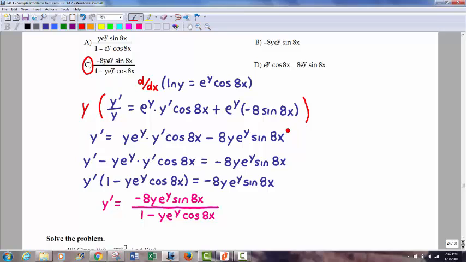Remember, we want the y primes on one side and the non-y primes on the other. So the least amount of steps to do that would be to move this term here, this e to the y, y prime cos 8x, to the other side and make it negative. And then you have the remaining term, which does not have a y prime by itself. That's perfect. And remember, once you have the y primes collected together, you just factor out the y prime.